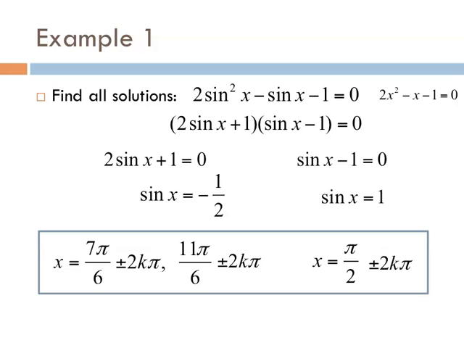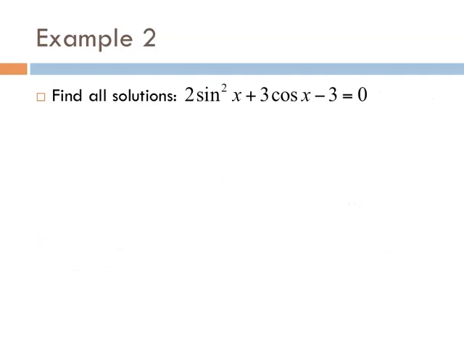Let's do another quadratic example. 2 sine squared of x plus 3 cosine of x minus 3 equals 0. Now again, this is not a typo. It is, in fact, a cosine of x in there and a sine squared of x in there. So we want to make sure that we get this down to just one trig function before we try to start factoring.